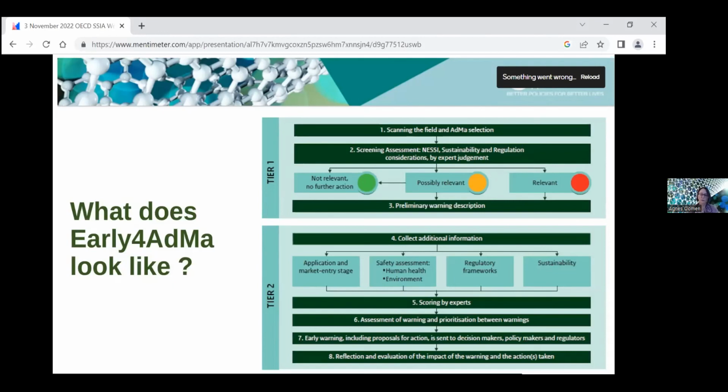If you have multiple advanced materials and they are scored by the same experts, you can also use this as a kind of prioritization. If the score is higher, you can say this advanced material may be more relevant to have a closer look at than the other. And then, of course, in the end, you can have a reflection and evaluation on the impact of the warning and the actions taken. So this is the advanced material early warning system. Next slide, please.